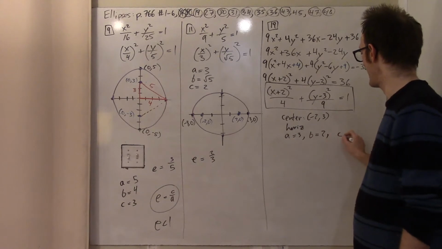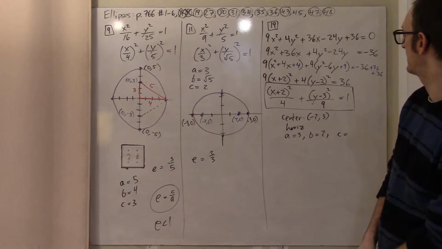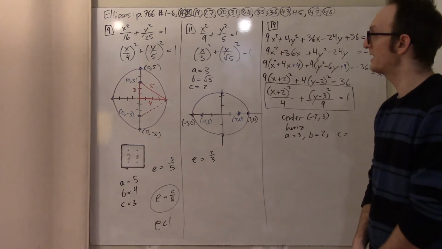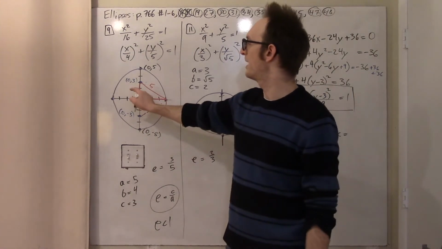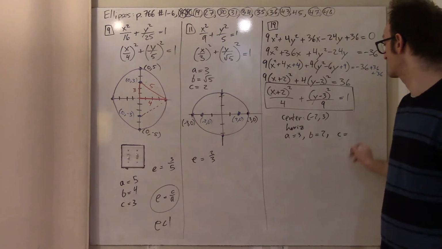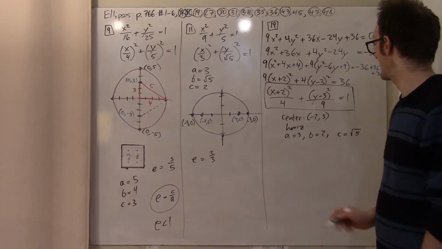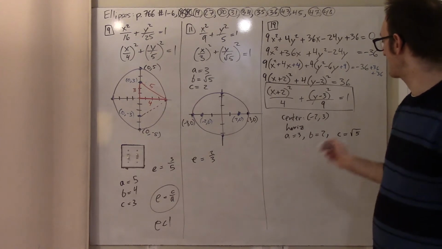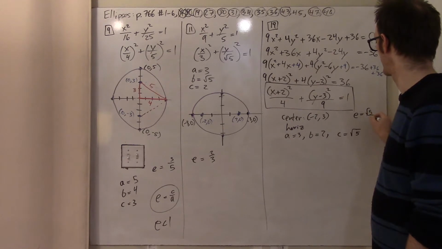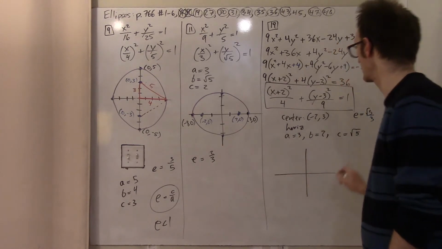And okay, while I'm at it, I will compute c. c is going to be something like root 5, I guess, right? Because in any ellipse, as we already saw, b squared plus c squared is a squared. So 9 minus 4 is 5, so c is going to be root 5. Okay, let's just graph this. Eccentricity will be c over a, so root 5 over 3. Let's try to squeeze in a picture here.